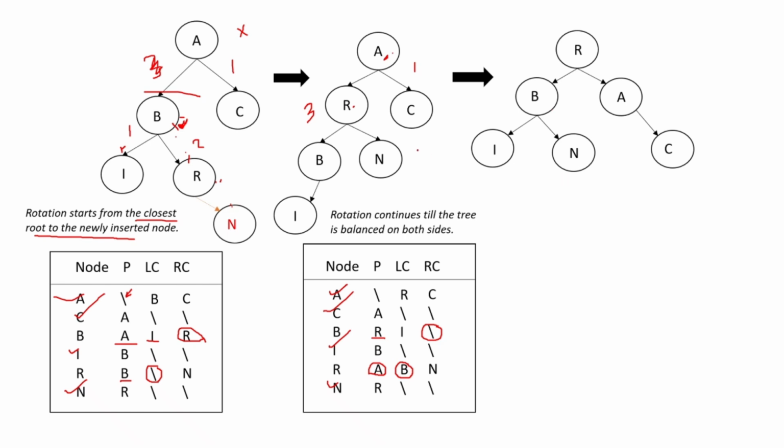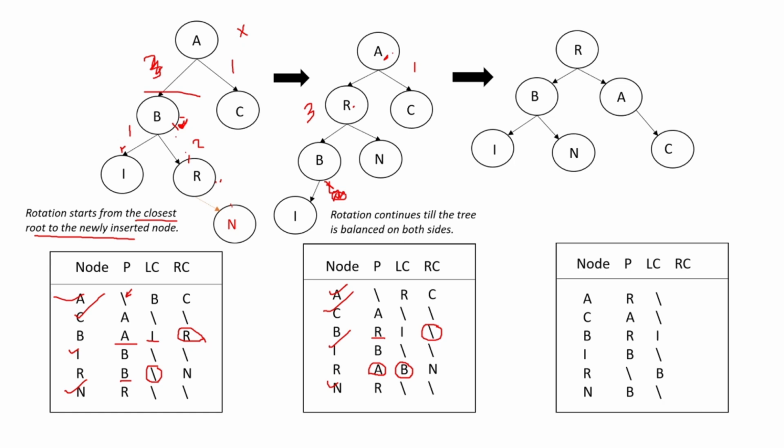Now you might ask, what if B already had another right child? But this will never be the case, because originally R was the right child of B, and since we performed a rotation, R ceased to be the right child of B, and this pointer will always be empty. Therefore you can easily bring down N and fit it in at this point as the right child of B.